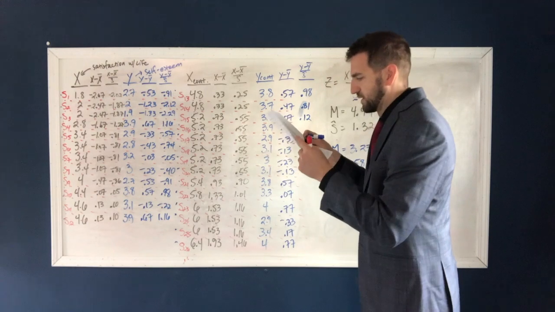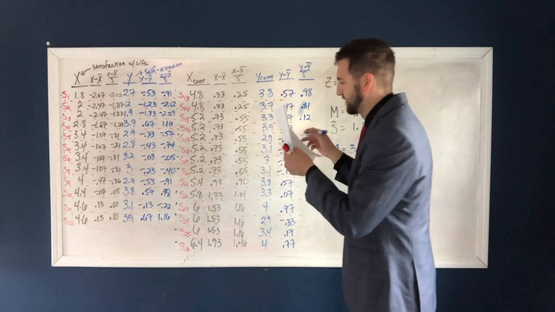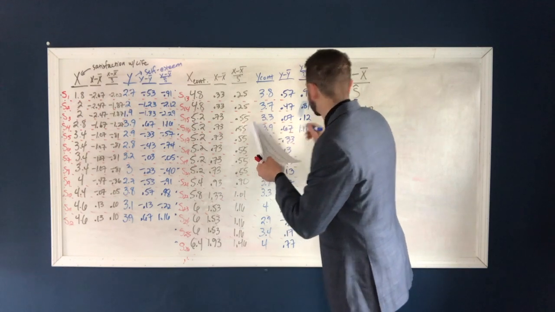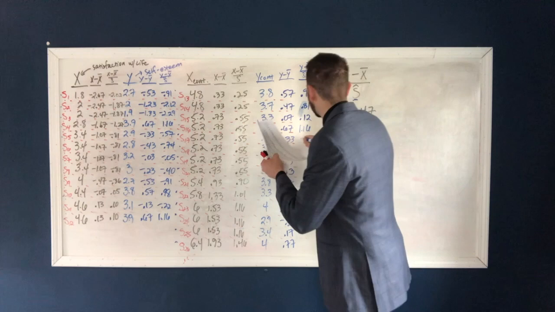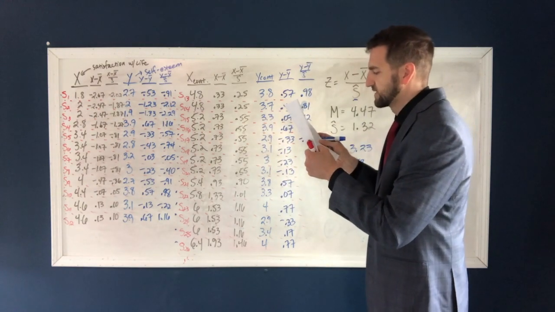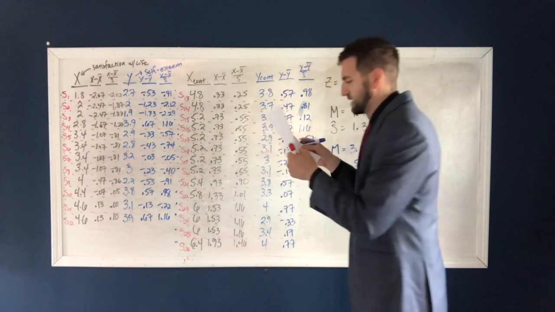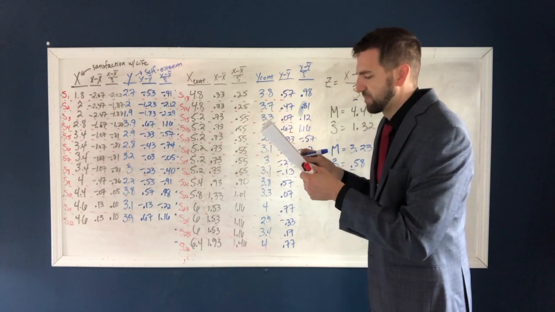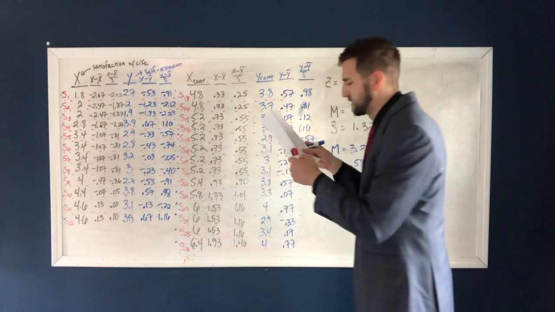Okay, let's go to 0.67 divided by 0.58. We're going to get 1.16. Negative 0.33 divided by 0.58, we're going to get negative 0.57. Negative 0.13 divided by 0.58, we're going to get negative 0.22. Negative 0.23 divided by 0.58, we're going to get negative 0.40.